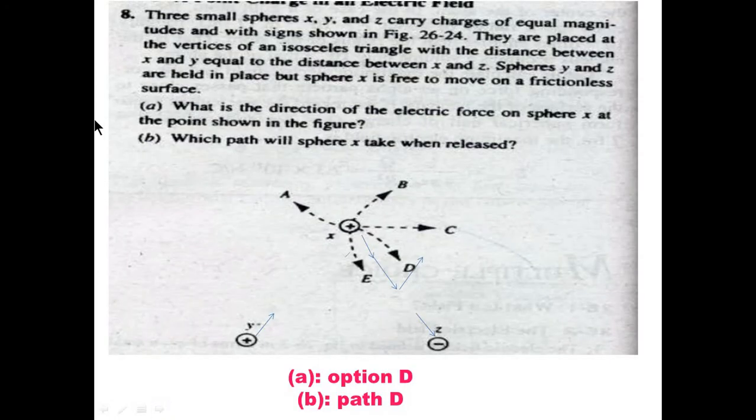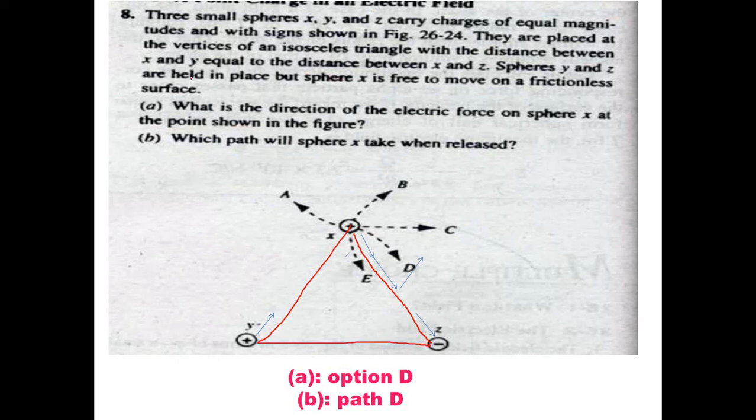Now the next slide is about question number 8. Three small spheres, x, y and z, are carrying charges of equal magnitude with signs shown in the figure. The charges have equal magnitude, but the sign tells us that this one is positive and this one is negative charge. They are placed at the vertices of an isosceles triangle. If you just draw it like this, then it actually makes a triangle.